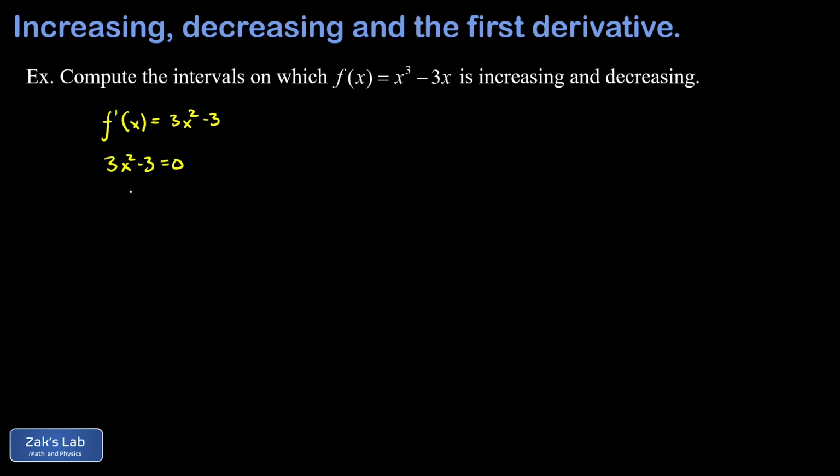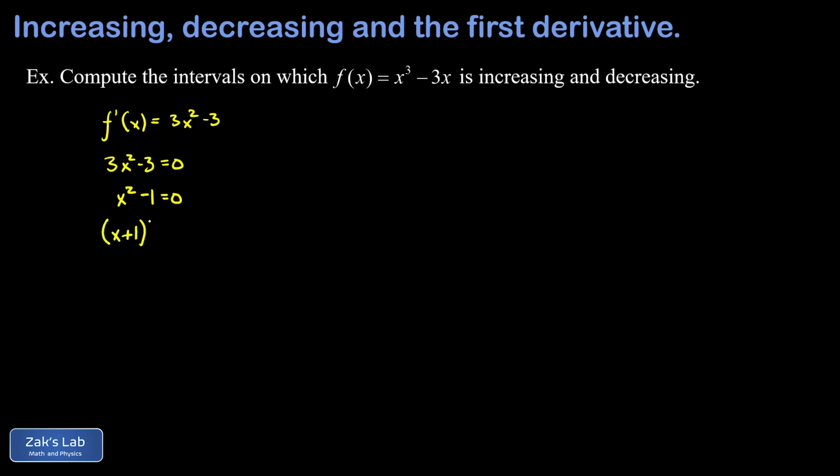I can divide a 3 out of this thing, and I find that x squared minus 1 is equal to 0. And there's two ways to approach this. I could factor it, or I could just move the 1 over to the other side and take the square root. But you do need to be careful to get both solutions. So I think the factoring method makes that most clear.